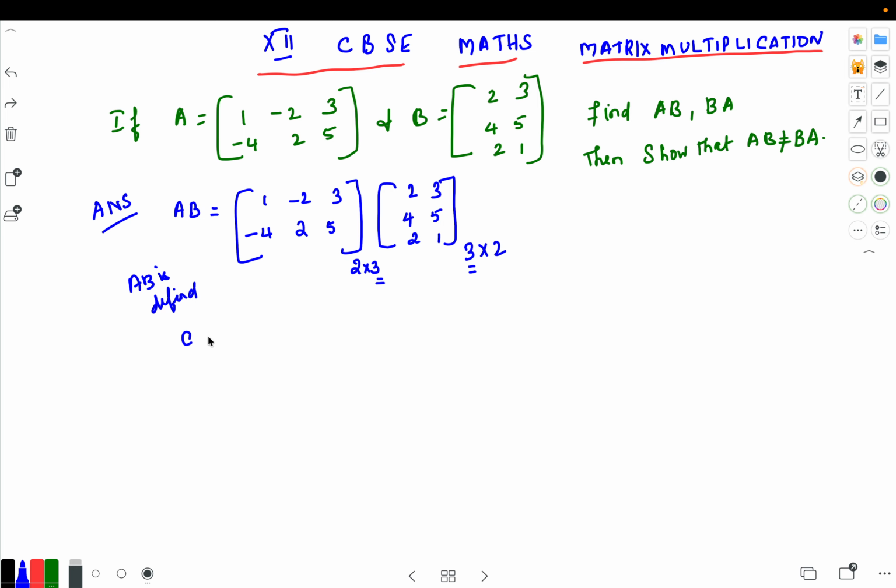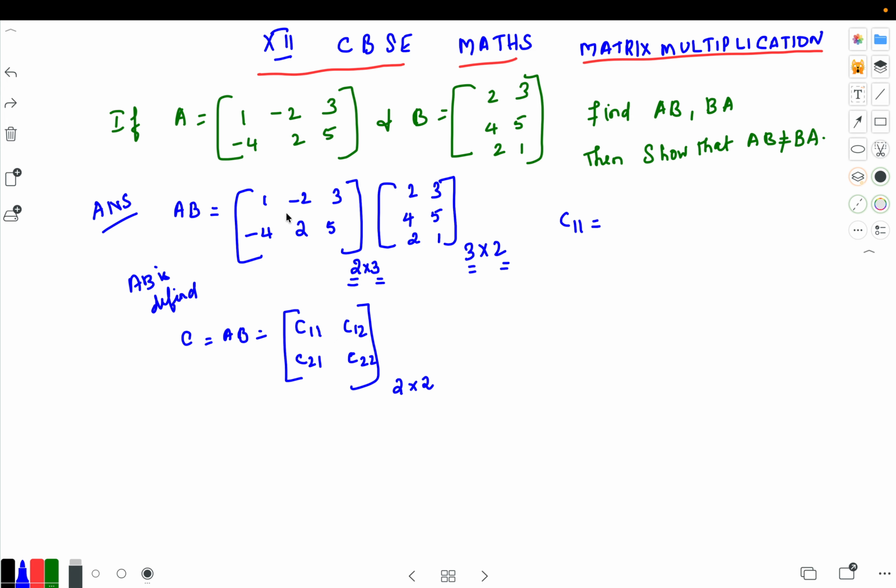Let us consider this as C. C is equal to AB. The order of the resultant matrix will be the number of rows in A and the number of columns in B, that is 2 by 2. That is, C11, C12, C21, C22.